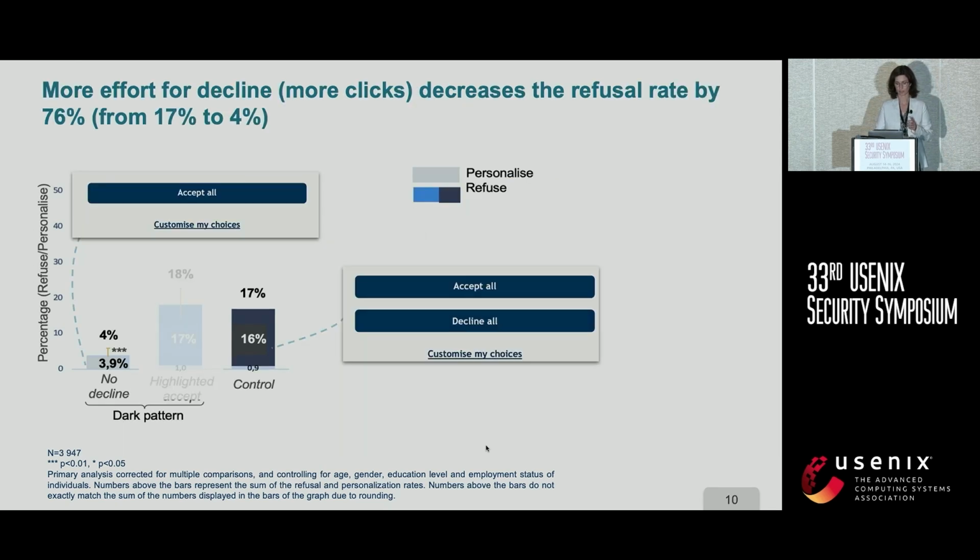Okay, so if we dive into the details, what do we see? We see that the banner that is hiding the decline option on the second layer has a very strong effect on the decision-making of the users, which is quite expected, but has never been shown before in prior research. We see that the refusal rate in the control group is 17%, and it goes down to 4% when the decline option is hidden. So this shows an immense impact of this kind of design on user decisions.